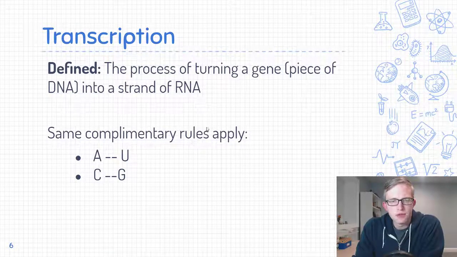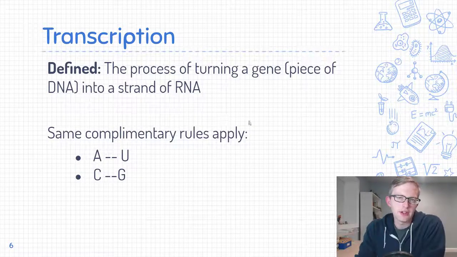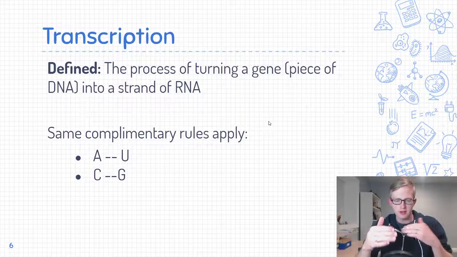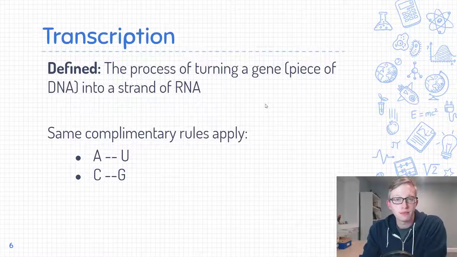And what you end up with is a single-stranded complementary piece to whatever your DNA was. And that's what your RNA is. So it's kind of like the negative version of a photocopy. Okay? But it still has all that information that was on the DNA in the form now of RNA.